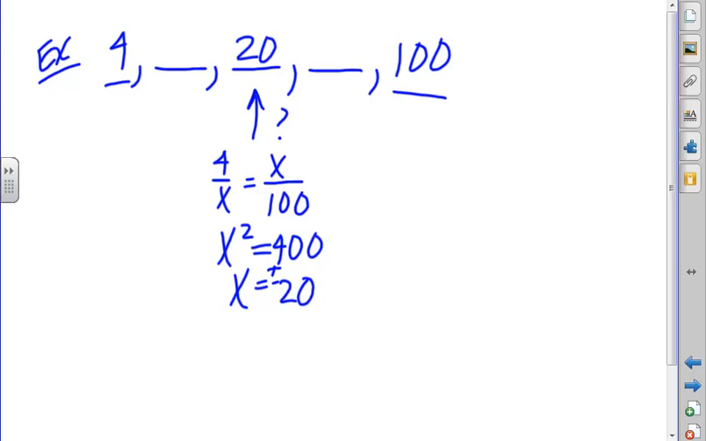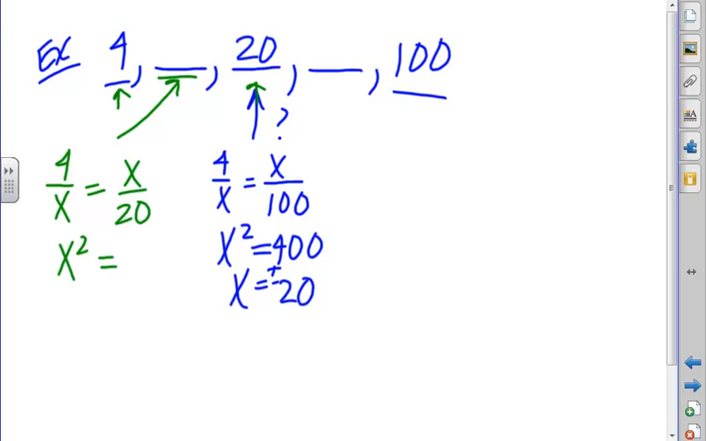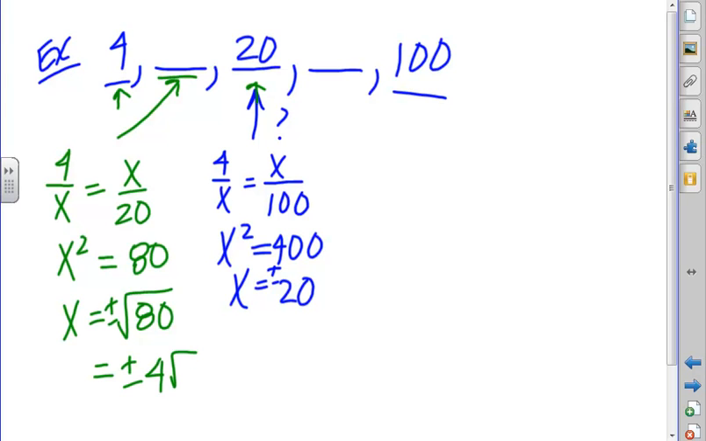If I want to figure out what goes into this position here, I can do the same thing again, because this position is the geometric mean between 4 and 20. So I'm going to put a 4 here, an x here, an x here, and a 20 here. Now I get x times x is x squared, and 4 times 20 is 80. So x squared is equal to 80, and x is equal to radical 80. Pulling out the biggest perfect square, which would be 16, x is equal to plus or minus 4 radical 5.